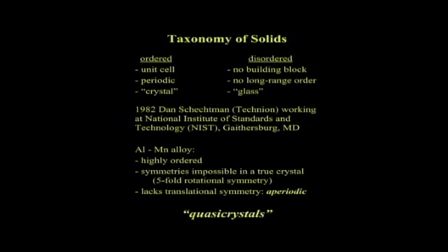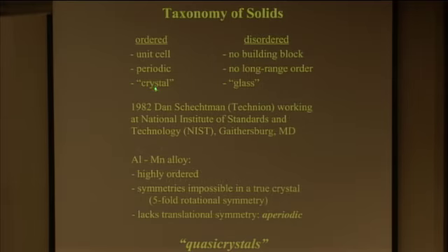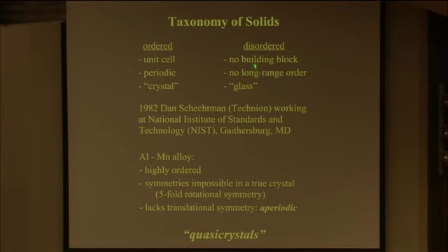All right, so I told you at the beginning of this unit that there are ordered solids and disordered solids, and we've been focusing on ordered solids. They have a unit cell, they're periodic, and we call them crystals. And next week, we're going to start looking at disordered solids. They have no building block, no long-range order, and we call them glasses. And for a long time, people thought that solids have to fall into one box or the other box.